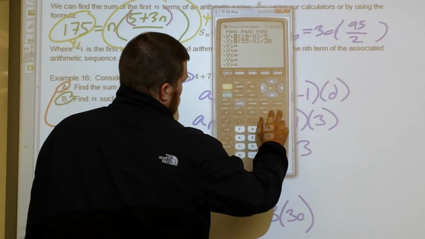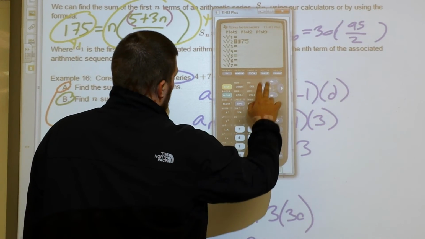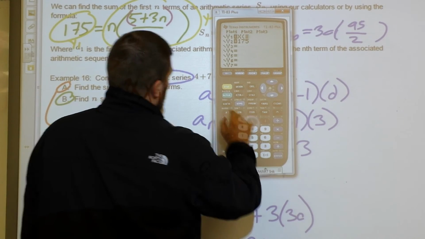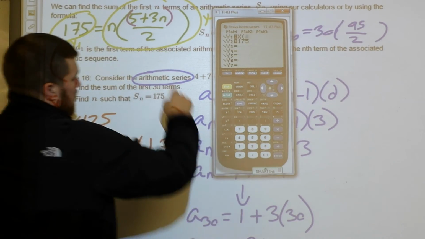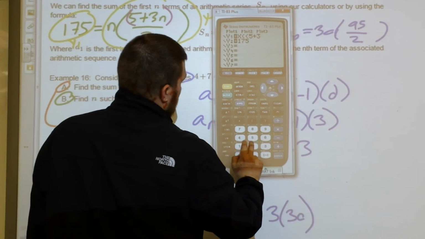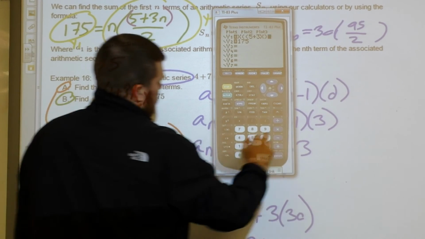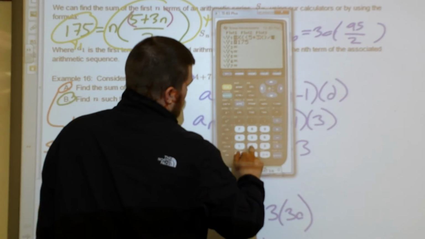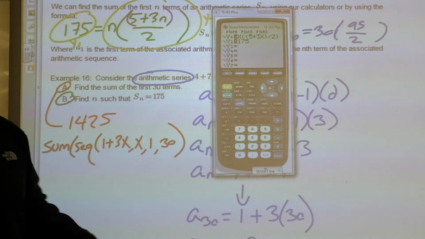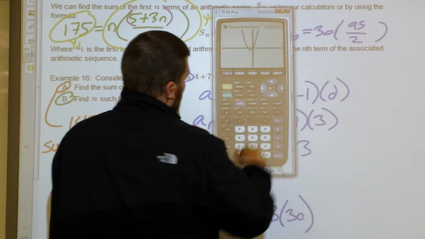So go to y equals, clear it out, 175 for y1, and then x, comma, so that's my green parenthesis on the outside. Now my purple parenthesis for the top, 5 plus 3n, or 3x. Close my purple parenthesis, divided by 2, close my green parenthesis. It's very important you talk yourself through that since there are a lot of extra parentheses needed for this problem. Otherwise, it's not going to come out right.